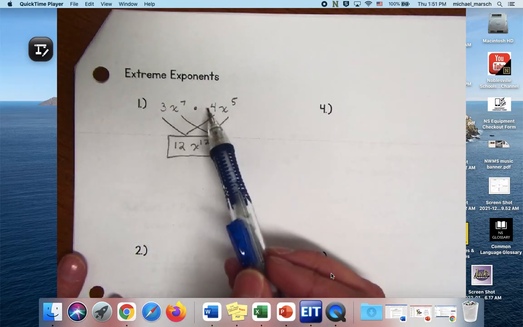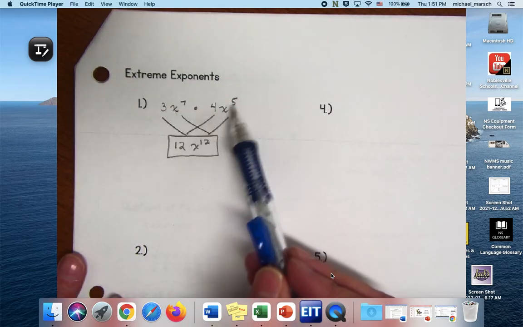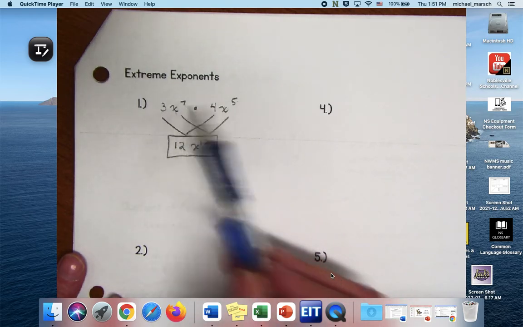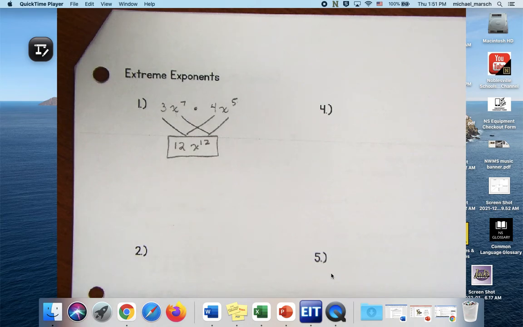So you multiply the coefficients, and then if they have the same base, you can add. If this was a y, then you would not have been able to add 7 and 5. You can only use the special shortcuts if they have the same base.